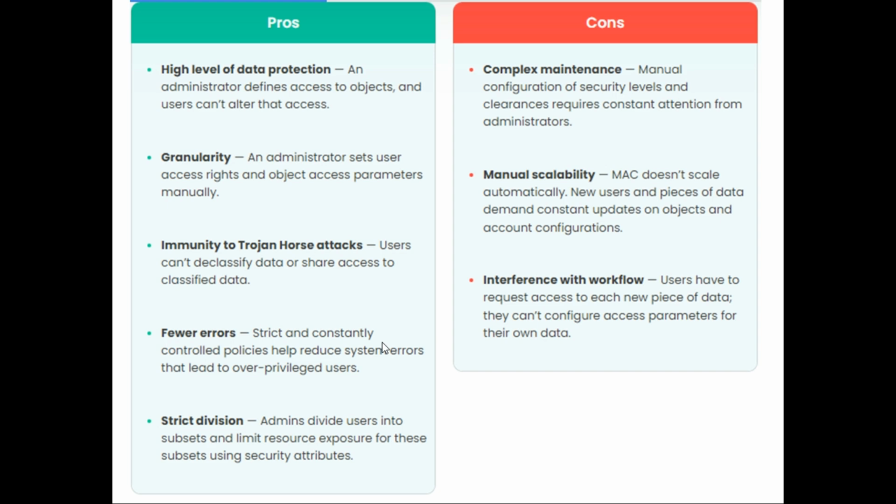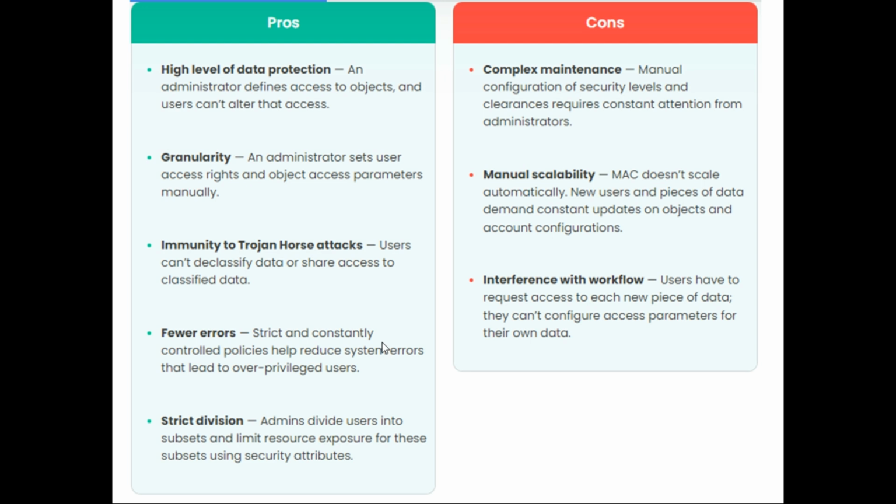The pros and cons of this method, that is the mandatory access control method. The pros are a high level of data protection, and the administrator defines access to objects and the user can't alter that access. Granularity means an administrator sets user access rights and object access parameters manually. Everything will be done manually based on the requirement of the user. The administrator will provide the access to the user manually. So granularity is one of the pros of this system.